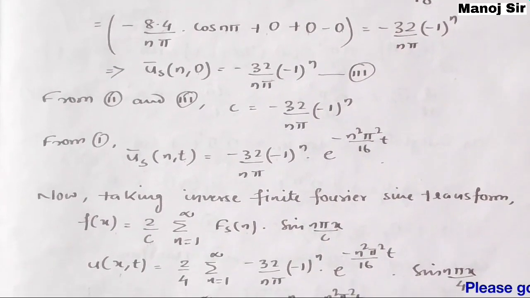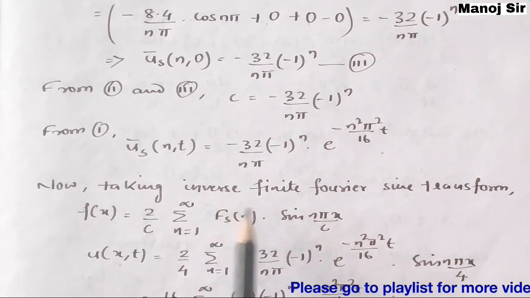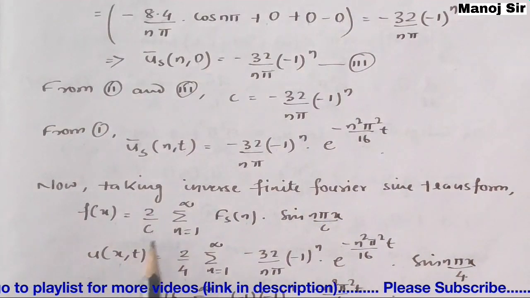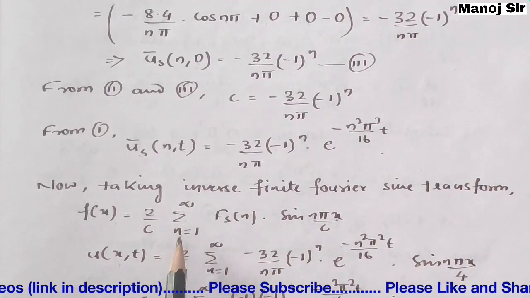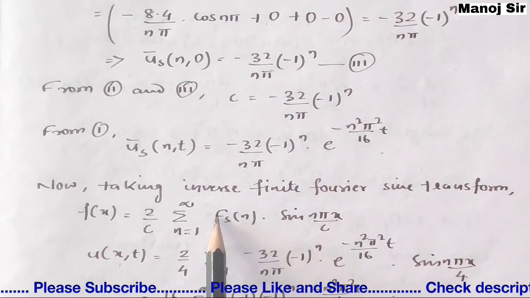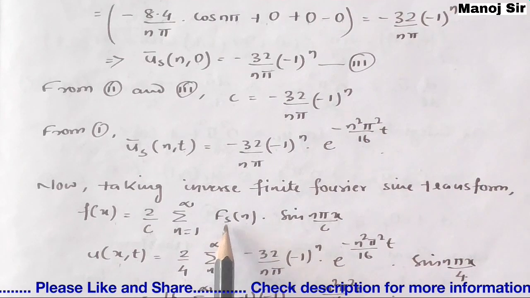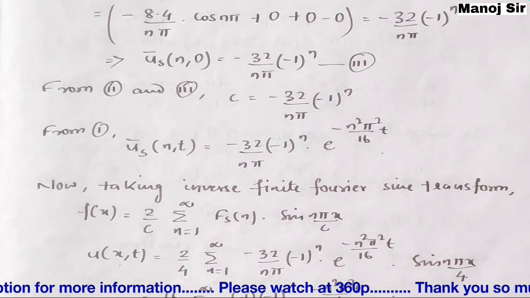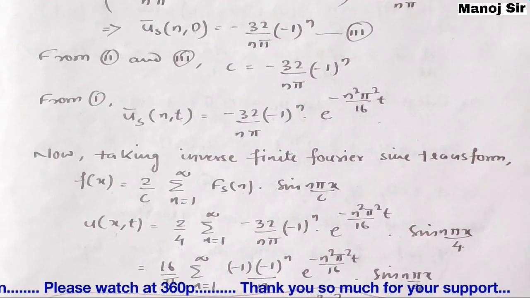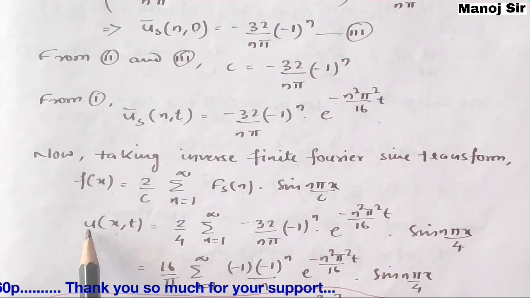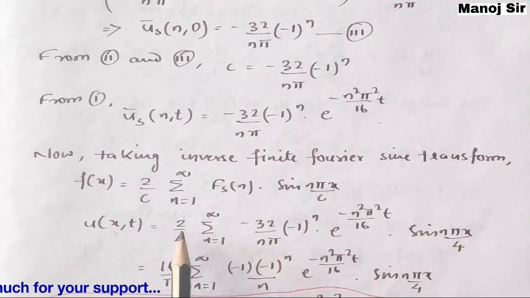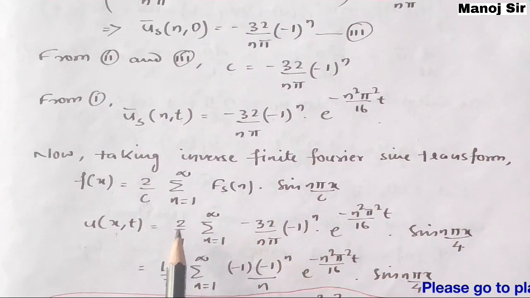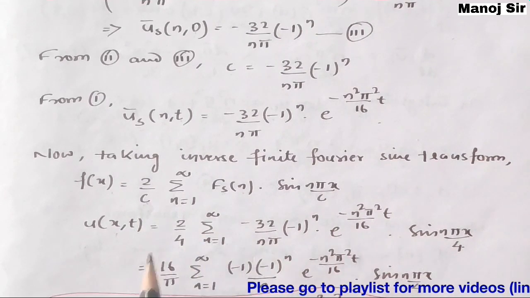So we will apply the inverse finite Fourier sine transform, that is f of x equals 2 upon c, summation n equals 1 to infinity, finite Fourier sine transform, which is a function of n, into sine n pi x upon c. Simply put the values. f of x is u, a function of x and t, and this equals 2 upon c. What is c? That is 4, given in the problem only. So 2 upon 4, summation n equals 1 to infinity.